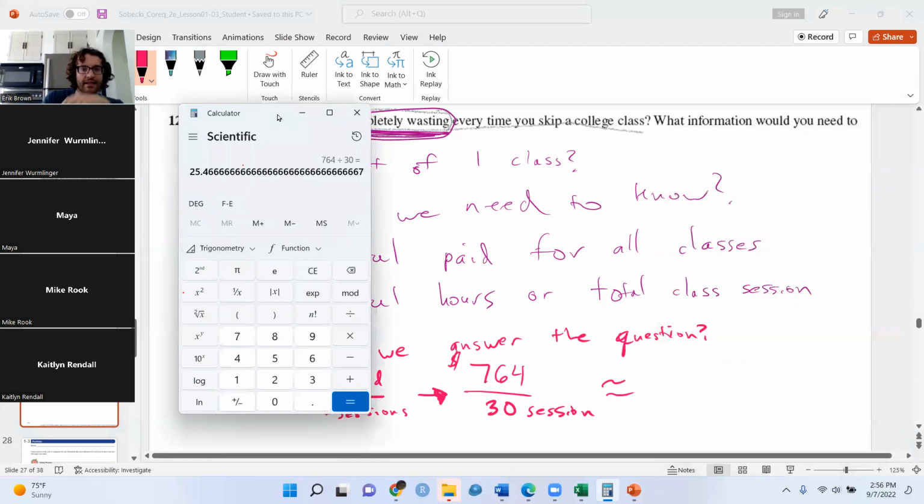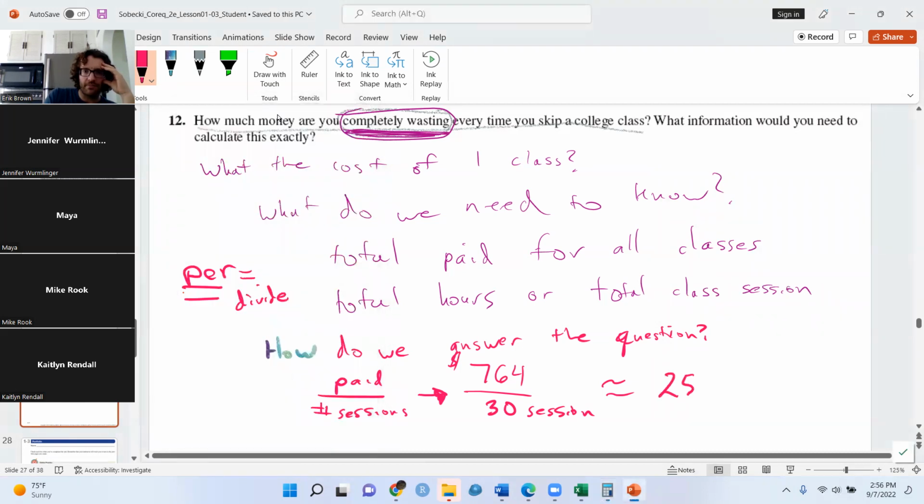And the number was a little less because I remember it being $22. So this $764 might be a little high, but it's approximately $25.47 per session. How's that make you feel? Was it worth it?